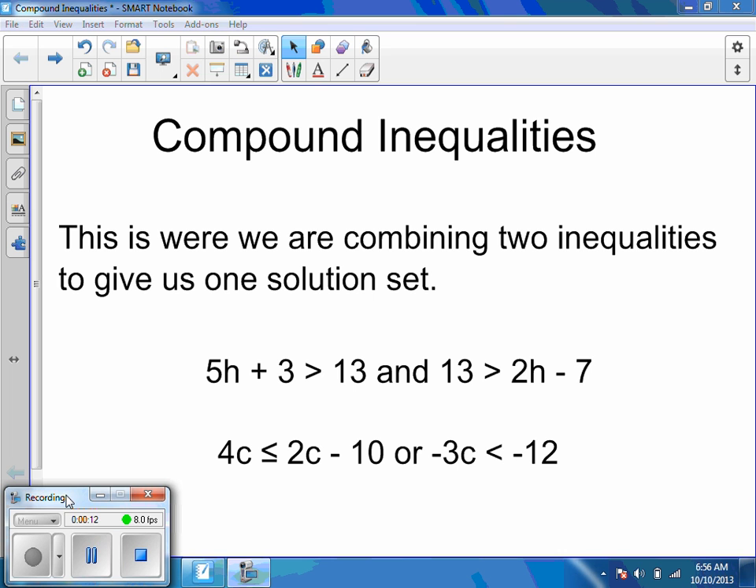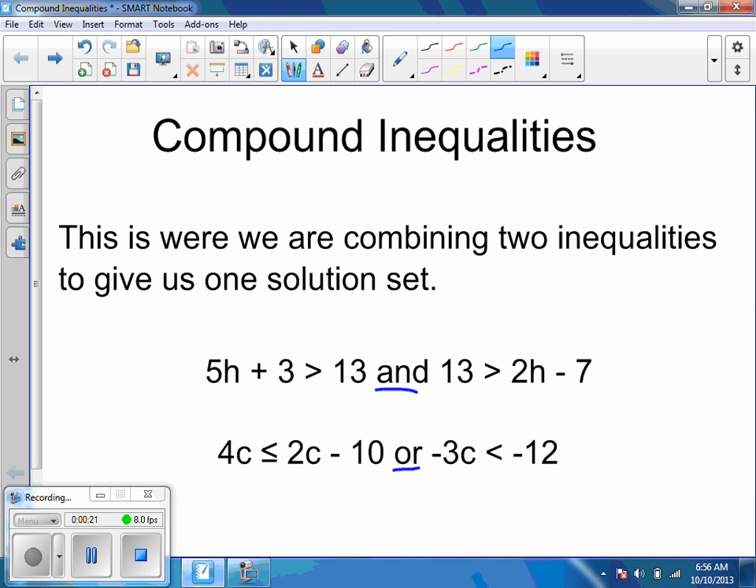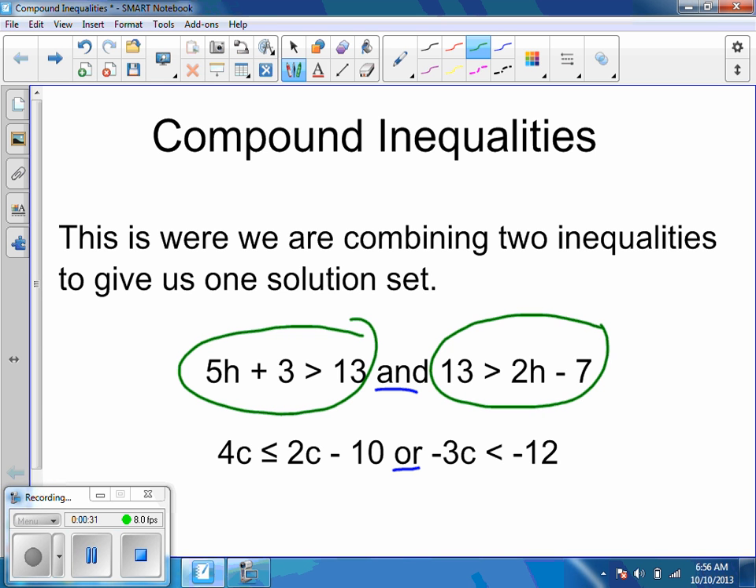Today we're talking about compound inequalities. This is where we are combining two inequalities to give us one solution set. The words that we're going to use are either and or. In a compound inequality, we're using and. It has to be the solution set that satisfies both of those together. And you'll see this as we graph these on a number line. With the or, it has to be either this one or this one, whichever works for either or. Once again, you'll see what that means better when we put it on a number line.